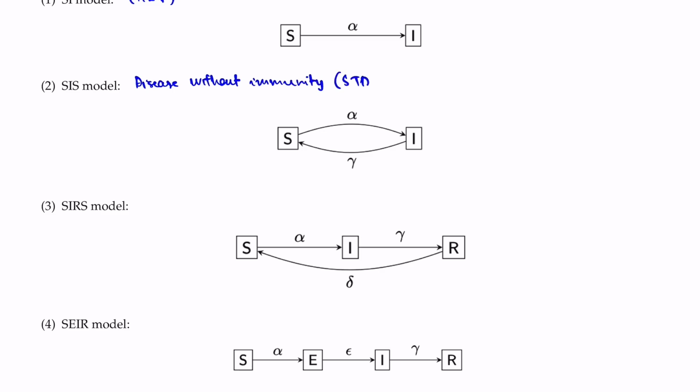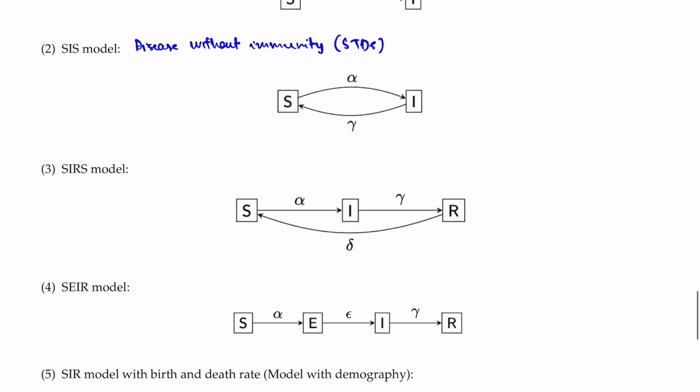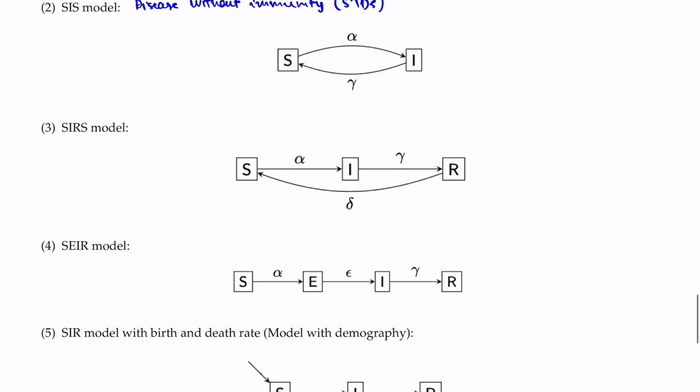And STDs. For the SIRS model, this is finite time immunity. The people in the susceptible compartment are susceptible to the disease. When they become infected, they move to the infected compartment. Eventually, they recover from the disease and stay in the recovered compartment for a short period of time before going back to the susceptible compartment. And usually, that is the common case that we can consider for this model. So this is finite time immunity.